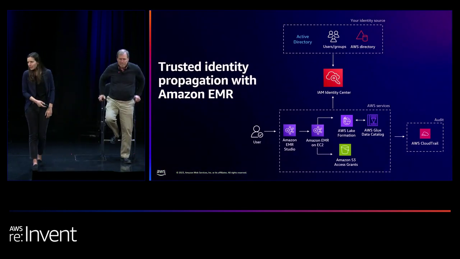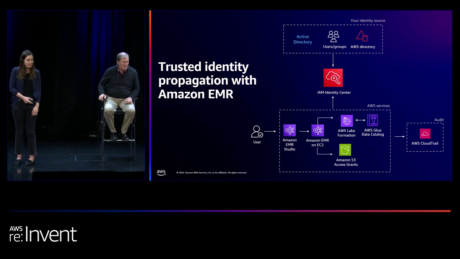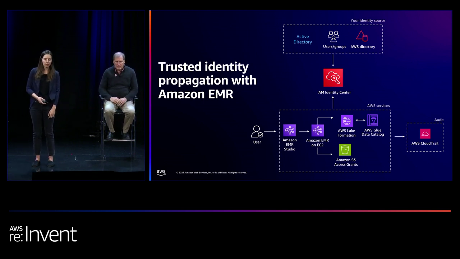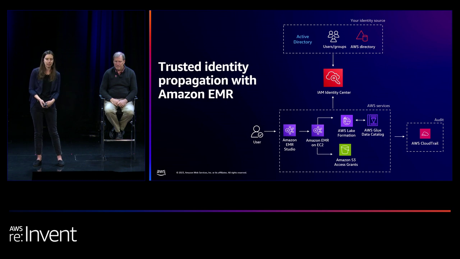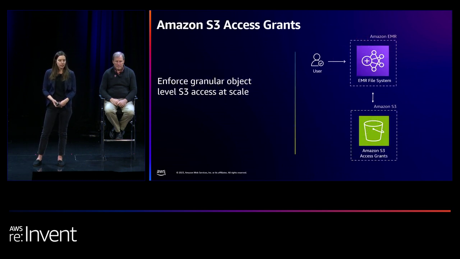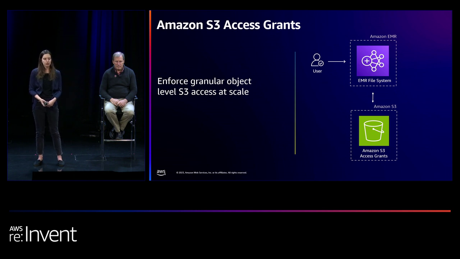All right. Anyone here use Amazon EMR for analytics? Yeah? Few? Okay. Good amount. Nice. So we're enabling trusted identity propagation with Amazon EMR through two flows, one through Lake Formation and one through Amazon S3 access grants. And as Ron just described, it's the same kind of mechanism where the identity gets logged through CloudTrail.